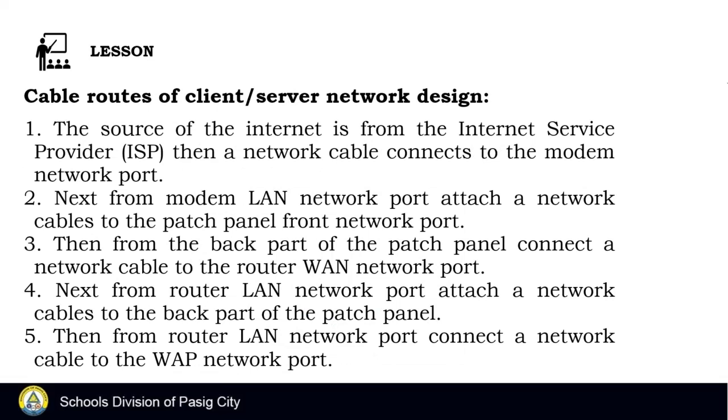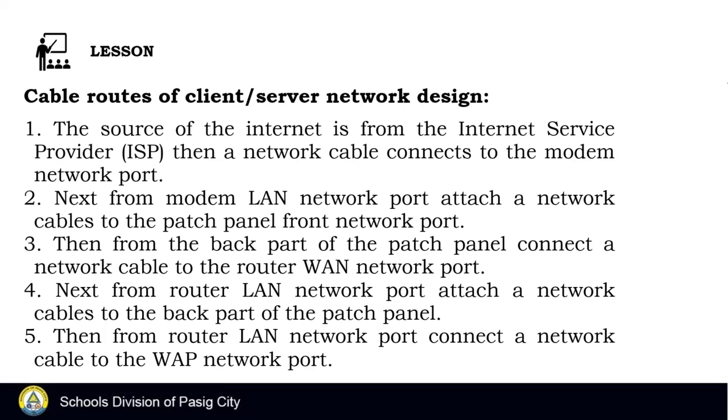Cable routes of client-server network design. Number 1, the source of the internet is from the internet service provider, then a network cable connects to the modem network port. Number 2, next from the modem, LAN network port attach a network cable to the patch panel from the network port. Number 3, then from the back part of the patch panel, connect a network cable to the router 1 network port.